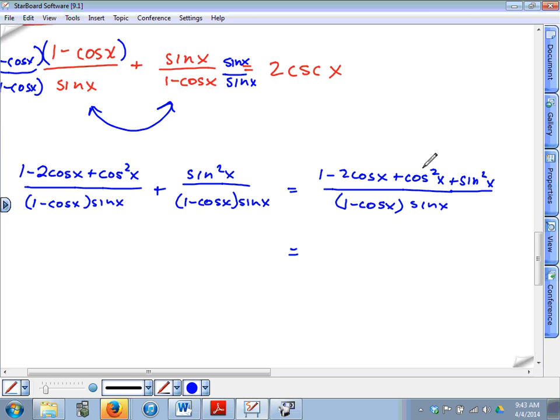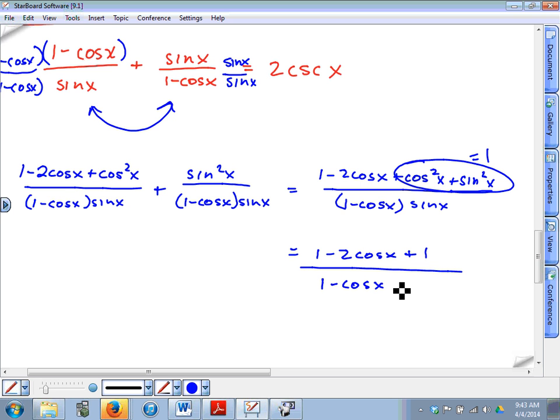That makes sense. You guys see what I'm talking about? This right here, that's equal to 1. It's the Pythagorean identity. So this is 1 minus 2 cosine squared plus 1 equals 1 minus cosine of x times the sine of x.